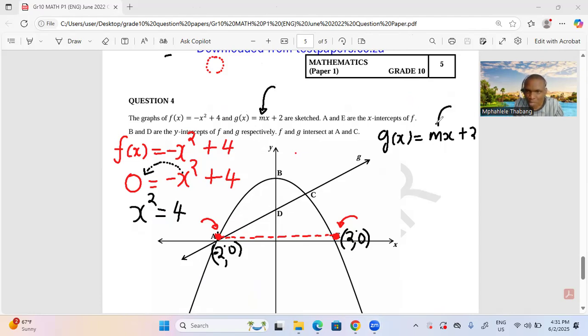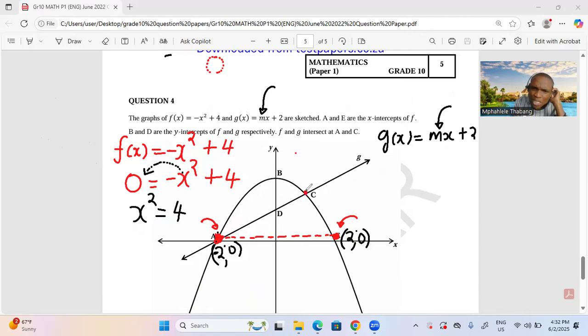We are looking for the value of M. Okay, this is one of the interesting questions. I love this one because that's what they normally do to grade 12. I want you guys to see that the point A, which is -2 and 0, is also seated on the graph of g. If you look at the graph, there are 2 points that are found on the graph of g. We have the point A, which is -2 and 0.